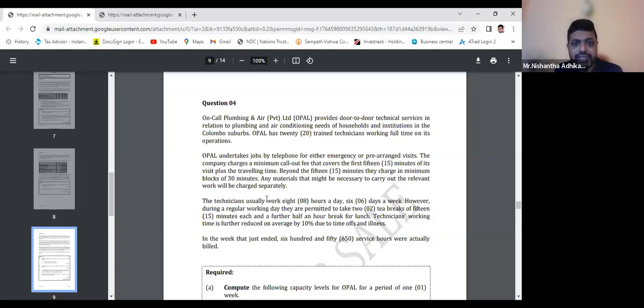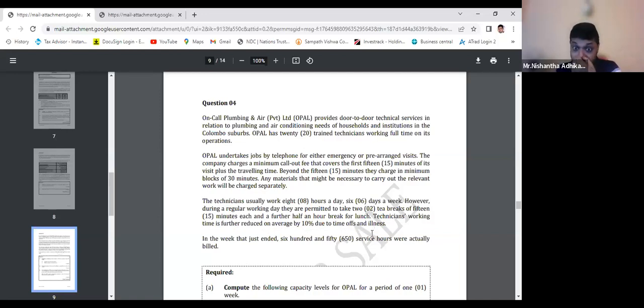The technicians usually work 8 hours a day, 6 days a week. However, during a regular working day, they are permitted to take 2 tea breaks of 15 minutes and a further half hour break for lunch. Altogether, 1 hour should be allocated and taken out, as it is not productive time. Technicians' working time is further reduced by an average of 10% due to time off and illness.